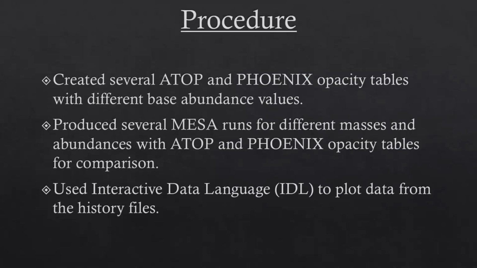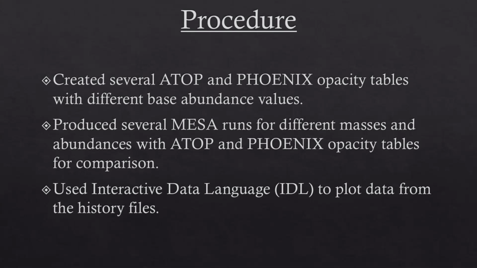Okay, what we did during the summer. We created several ATOP and Phoenix opacity tables. So we produced opacity tables from both the codes with different base abundance values. We had GS98, GS93, A09, etc. We produced several Mesa runs from these different opacity tables for comparison.